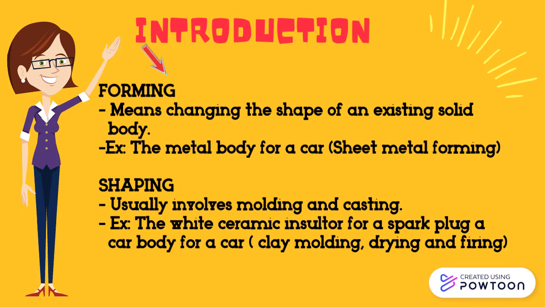Introduction. Forming means changing the shape of an existing solid body. Example, the metal body for a car: sheet metal forming. Shaping usually involves molding and casting. Example, the white ceramic insulator for a spark plug, or a car body for a car: clay molding, drying and firing.